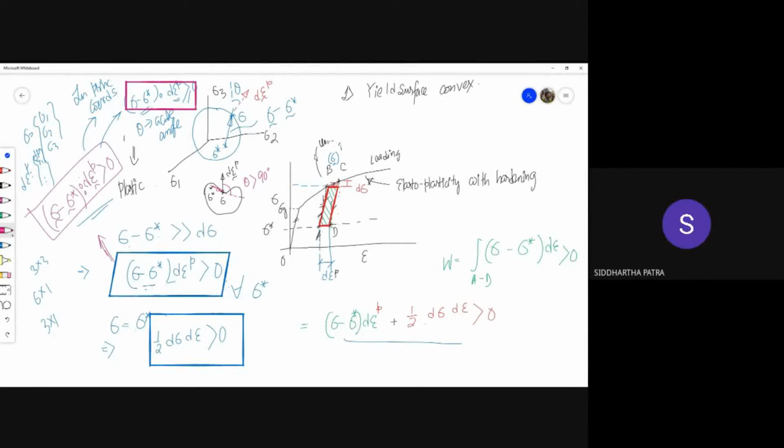If the yield surface were concave, then you would find a stress within the elastic limit, a sigma star which is inside the yield surface, but sigma minus sigma star is at a higher angle than 90 degrees with the plastic strain increment, and this condition would be void because the dot product would be negative.